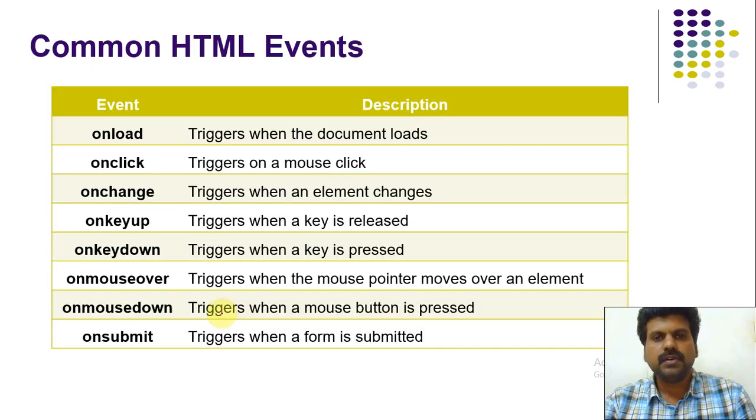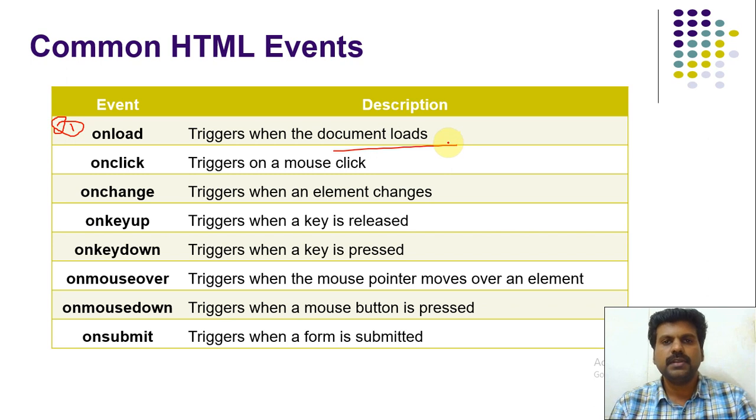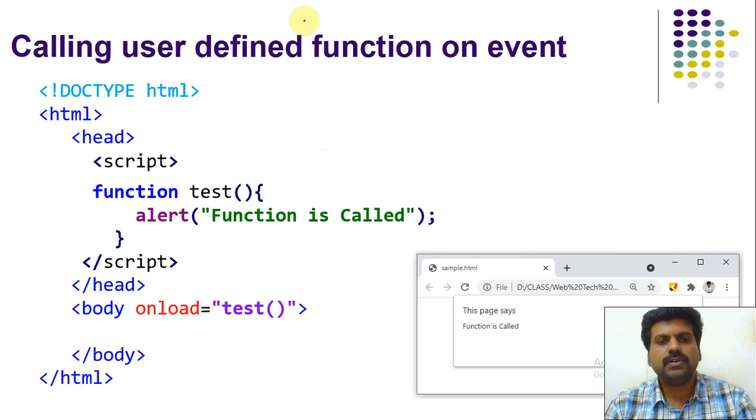Okay, now let's talk about the common HTML events. These are the very important HTML events. First one is onload. Onload is basically an event that happens when the document loads, when you run the program. So when you execute the program, this onload will occur. First, we are going to see how to call a function when the page gets loaded.